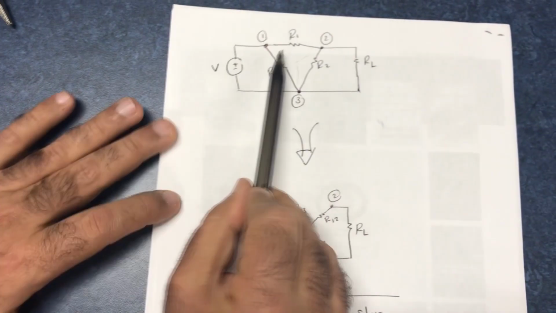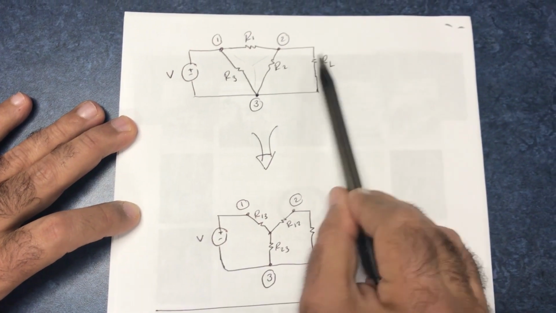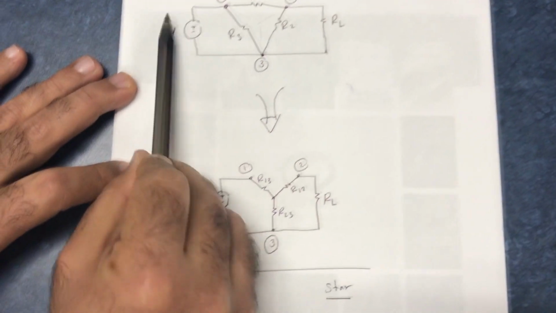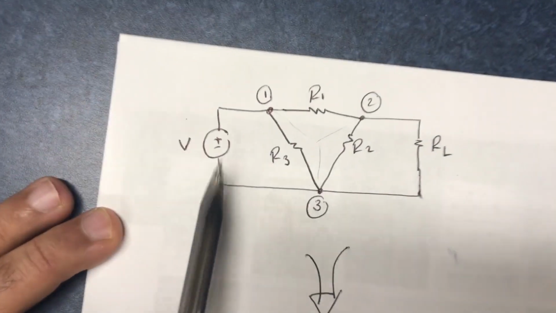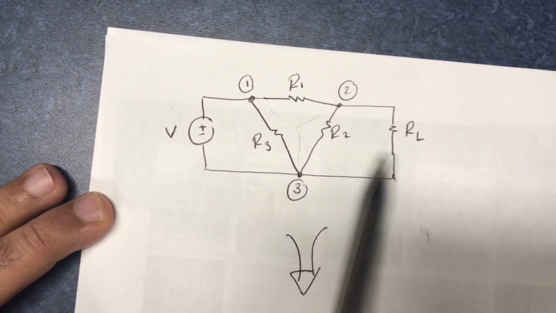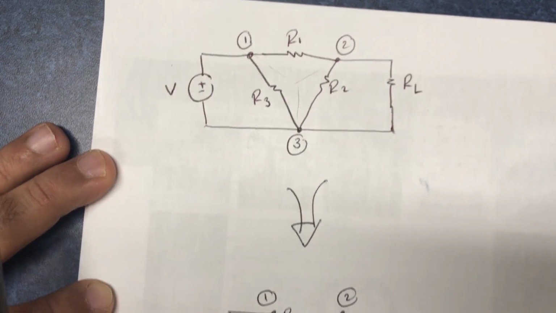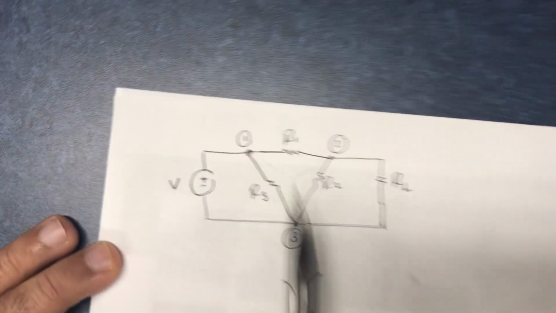So I would like to connect R1, R2, R3 as delta connection. And we have here our loads, and we have a voltage source. What is needed is to measure the current in this branch, measure the current in this branch, and measure the current coming from those two to this node. And then you will convert this delta to star.